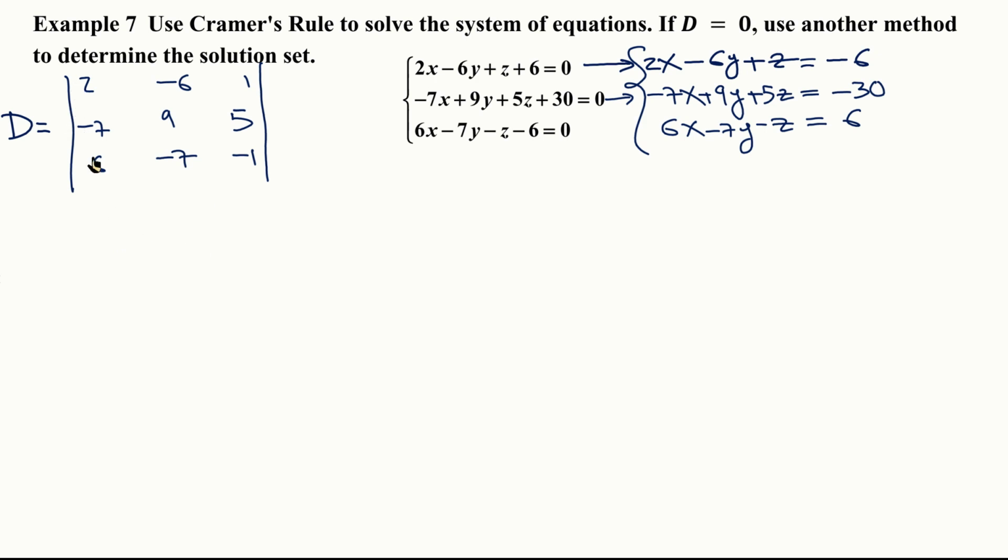So 2, -7, 6, -6, 9, -7, 1, 5, -1. So look at this one, not at this equation. 1, 5, -1. Okay, so we're going to repeat the first two columns. So 2, put a little space, 2, -7, 6, and -6, 9, and -7. Now we'll form our green group.